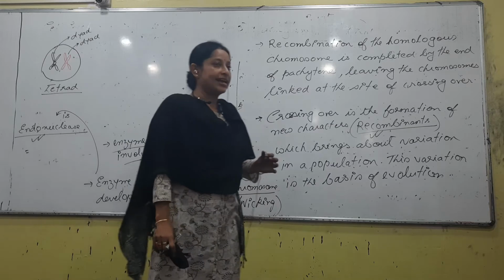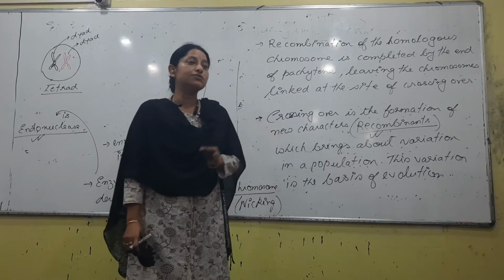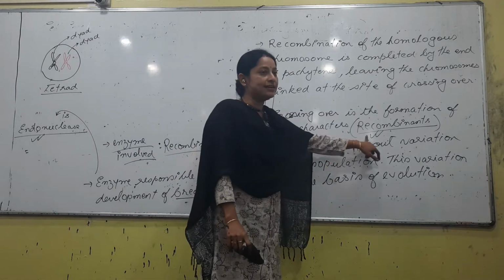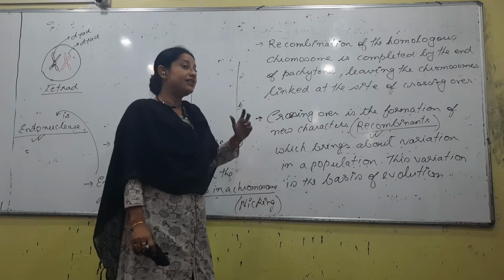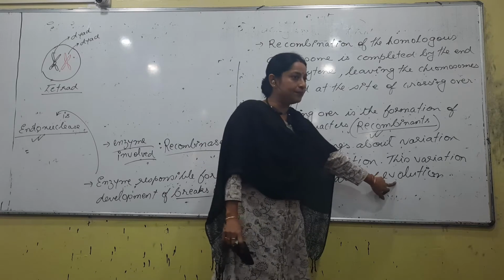If materials are exchanged, then what will be the outcome? New characters would develop, new forms of genes, and new forms of chromosomes would be formed. That is what is called a recombinant, right? So when recombinants form, variation will occur.